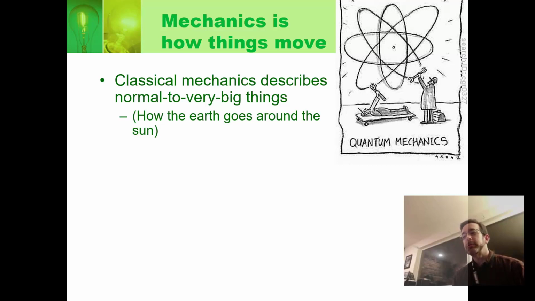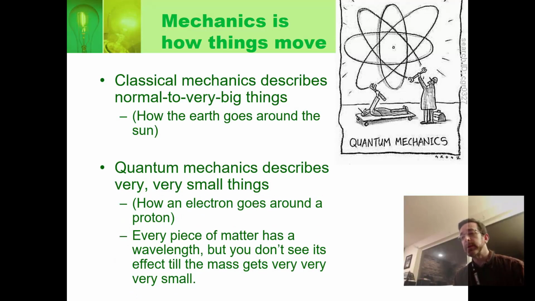And when you studied physics, you were actually studying a lot of classical mechanics, which means the kind of stuff that Newton did, Newton's laws and things like that. That describes how normal to very big things work. In fact, it describes how even things as small as a nucleus of an atom work. Classical mechanics is pretty good for describing things way down to that size. How the Earth goes around the sun was one of the things that Newton figured out.